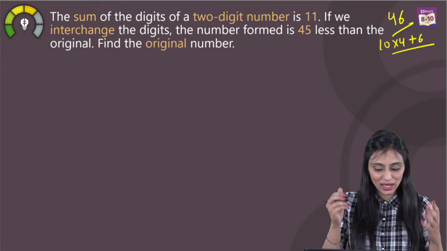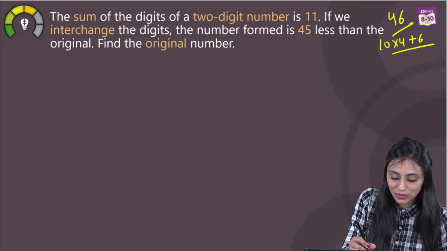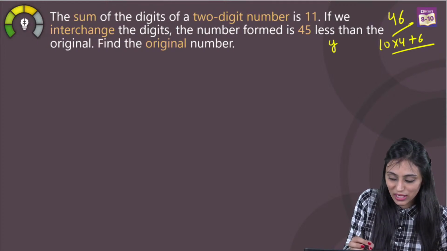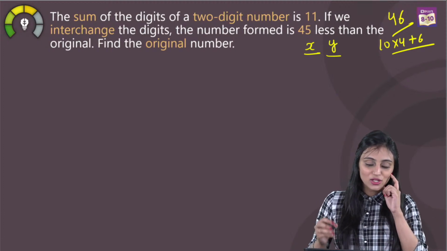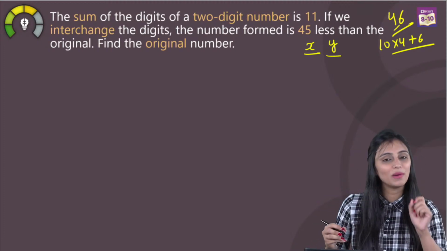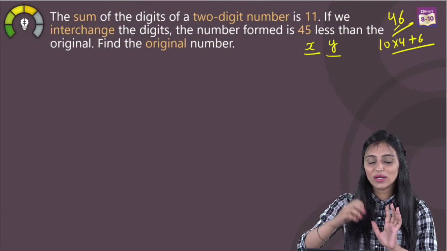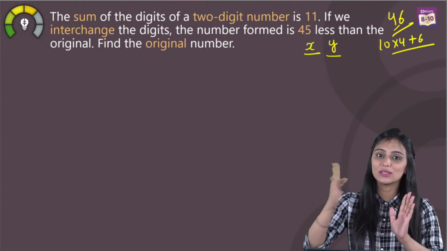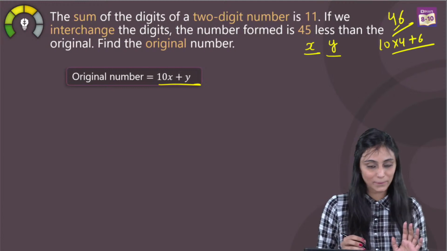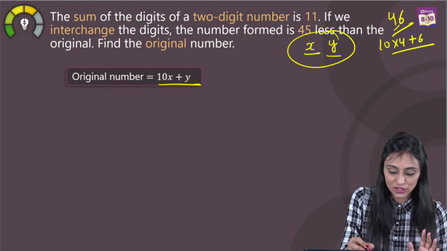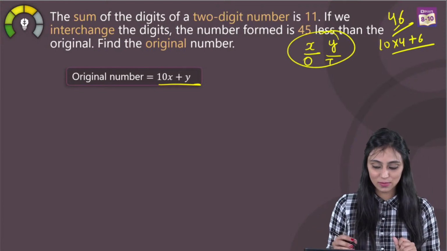So what I'll do here is, let's suppose I assume that at the ones place we have got y, at the tens place we have got x, right? So whatever digit you have at tens place, you multiply that by 10, and then whatever digit you have at ones place, you simply add that to it. So in that case, the original number is going to be 10x plus y, right? If these are the digits, this is the tens place, this is the ones place.